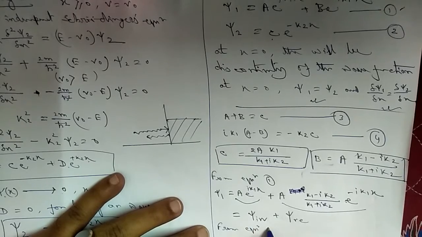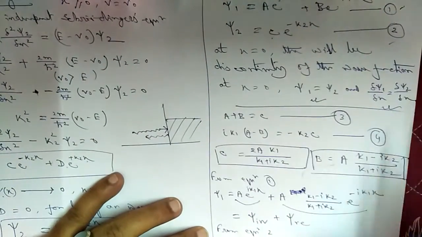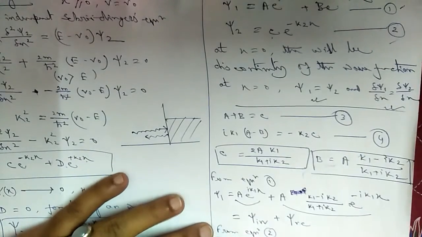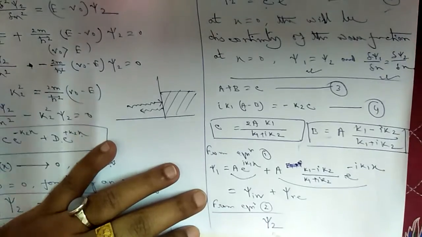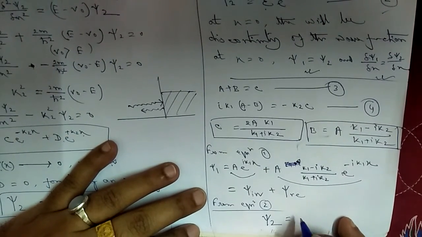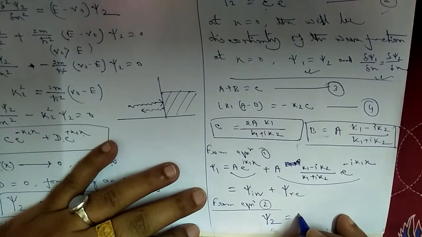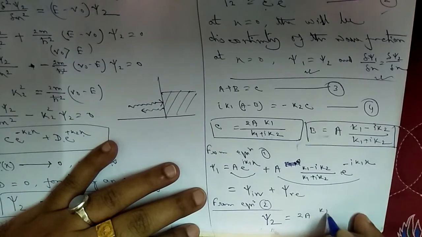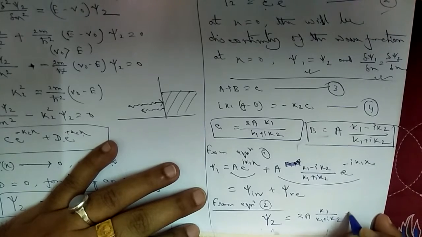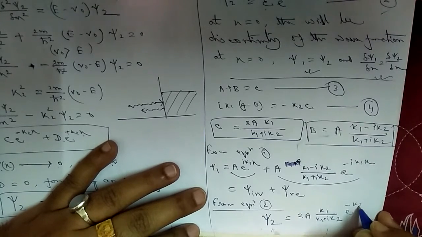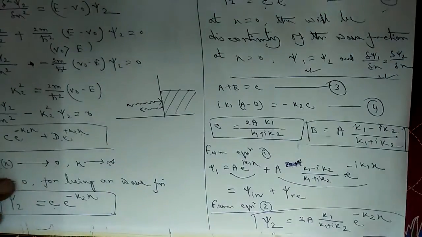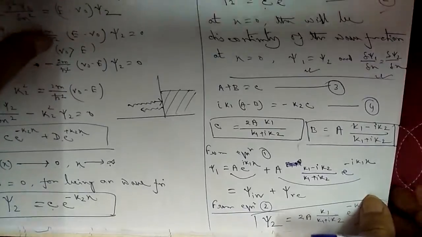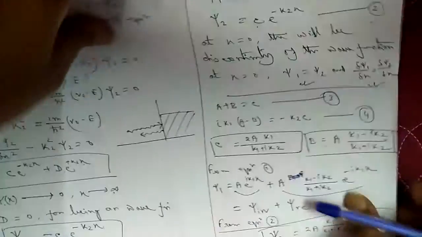From equation 2, you can write psi 2 equals c, where the value of c equals twice a into k1 divided by k1 plus i k2, into e to the power minus k2 into x. We will need it later, after 2 minutes we will again require it. Okay, let us proceed.